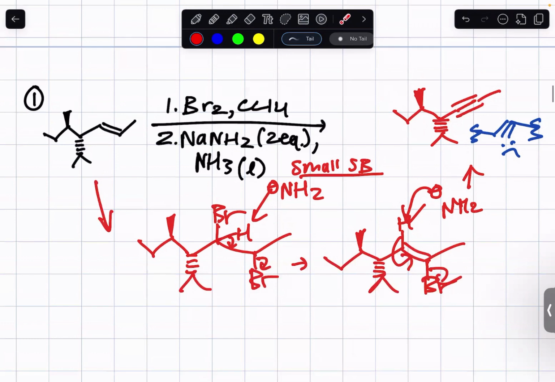Okay. Any questions on this mechanism problem, this predict-the-product problem, before we move on to the next one?